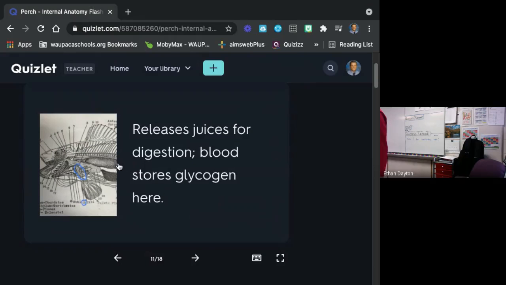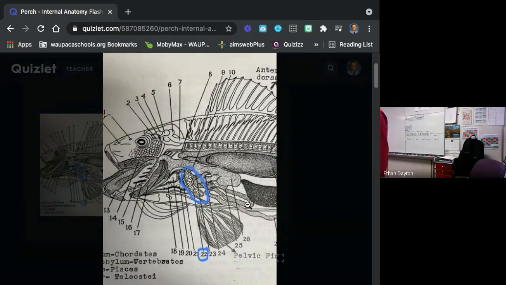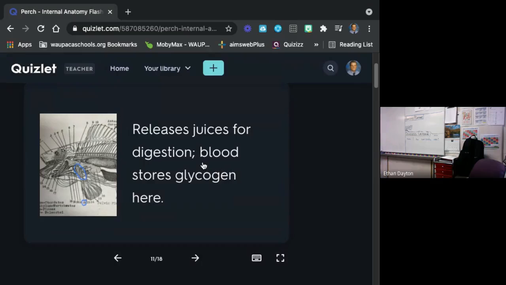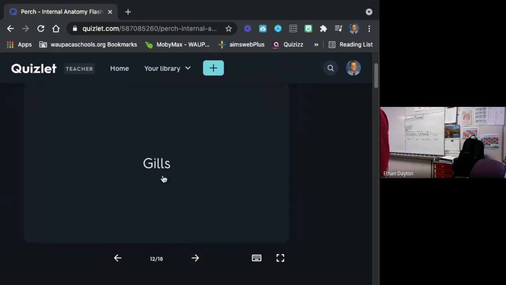You have the liver right here. This speckled thing. Number 22, it releases juices for digestion. The gallbladder stores them. This releases, and this also stores glycogen.